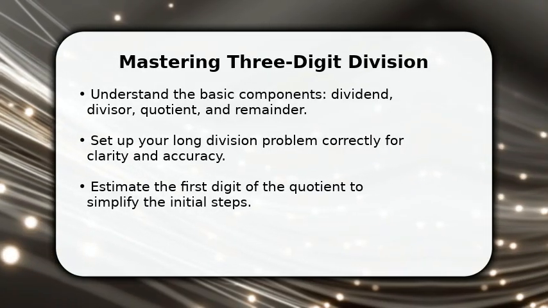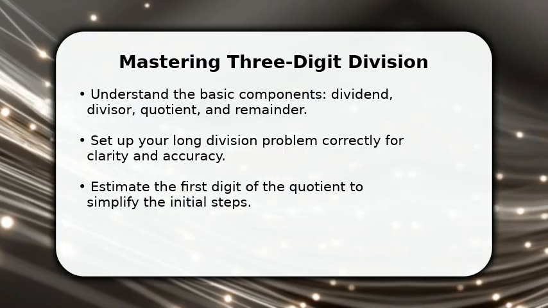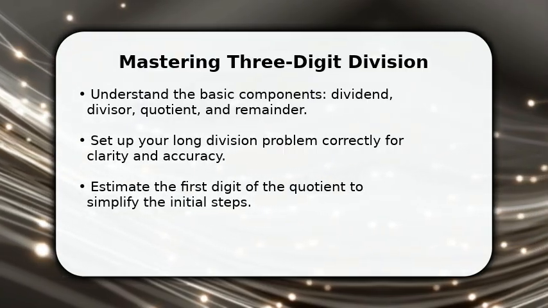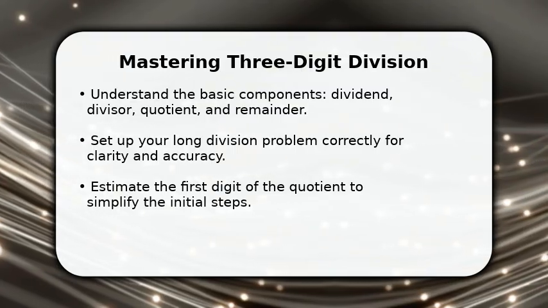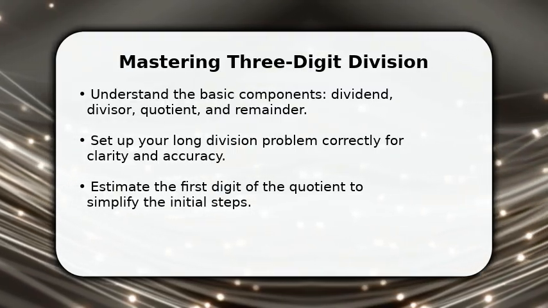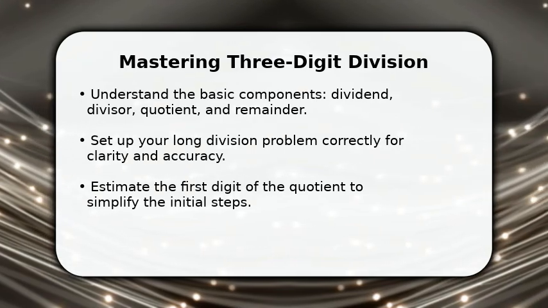Begin by estimating the first digit of your quotient. This initial step helps streamline the entire process. We'll walk through each stage, ensuring you grasp the method thoroughly. This systematic approach makes complex division manageable and accurate.